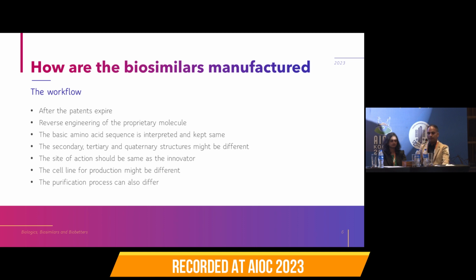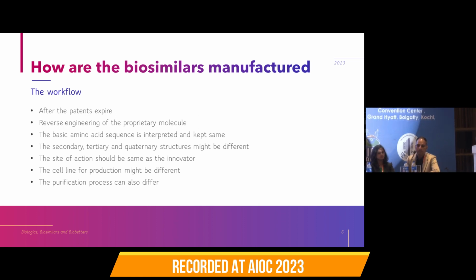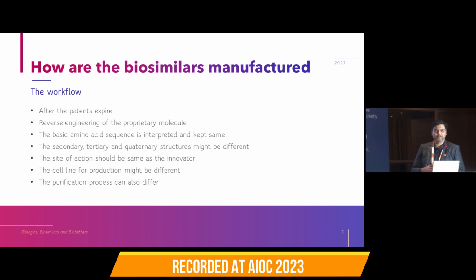No worries. So the workflow starts when the patent expires, but as we know, R&D starts much earlier. There is reverse engineering on the proprietary molecule, with a lot of analytical work, spectroscopy, so that they can find out the actual primary amino acid sequence, because that is proprietary. The innovator is never going to tell, even if the patent expires, and it doesn't come into the public domain. So the basic amino sequence is interpreted and kept the same. Then the secondary, tertiary, and quaternary structures might be different.